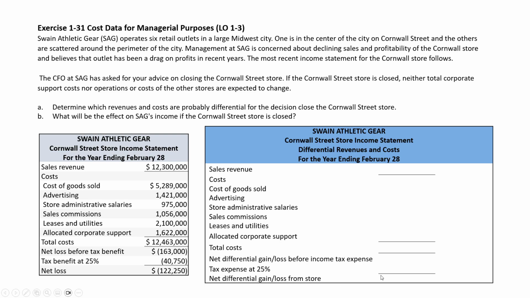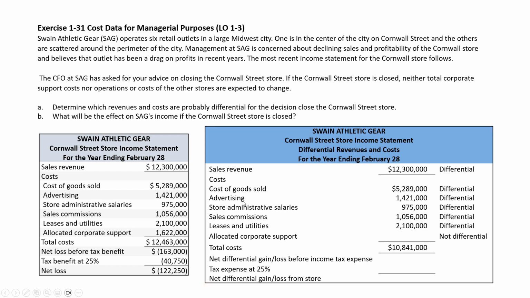Well, we don't have the store anymore, the revenue doesn't exist, so sales revenue is going to be differential. Let's think about cost of goods sold. If we don't have the store, we're not selling those particular goods, so cost of goods sold would go away if we got rid of the store. So cost of goods sold would be a differential cost of $5,289,000. Let's look at the remainder costs one by one.